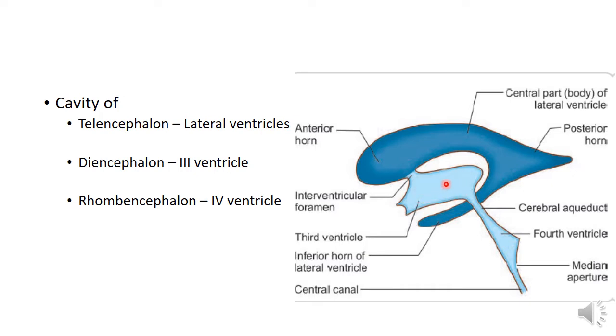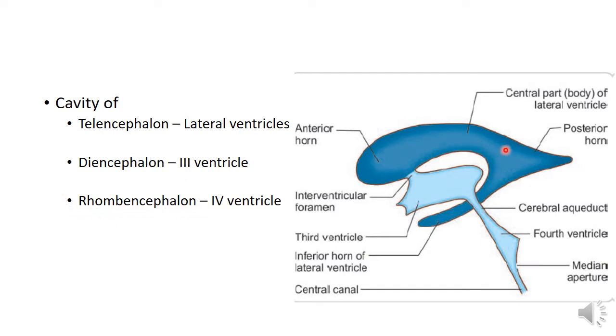The cavity which is present between the two thalamus, that's called the third ventricle. It's also called the cavity of the diencephalon. And lastly, the cavity which is present just behind the pons and the medulla is called as the fourth ventricle. Okay, so it's also called as the cavity of the rhombencephalon.